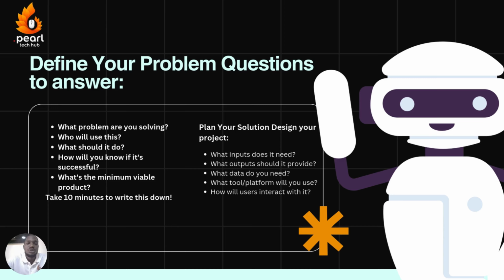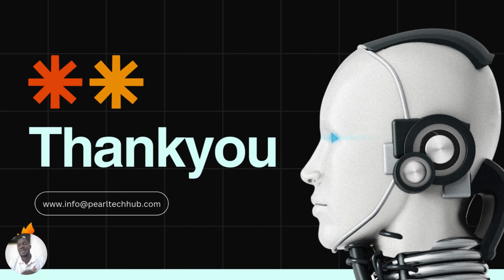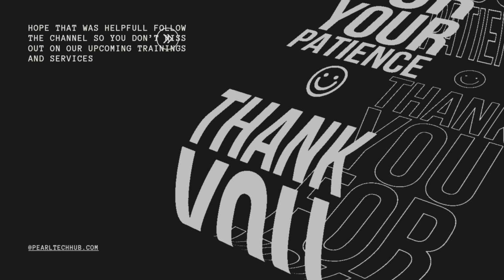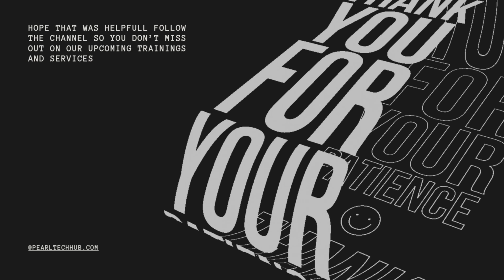Then you plan your solution, the solution design of your project. What inputs does it need? If there's money or something like that, what you need to buy, other resources, what is needed? This is all part of the plan. Then what outputs should it provide? What data do you need to collect to train it? What tools or platform will you use? How will users interact with it? This is part of the UI and all of that. These are questions you have to ask and have answers to. So with that kind of plan, when you follow and answer those questions, you can always have a successful project.